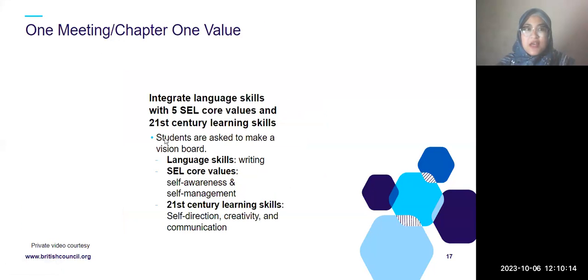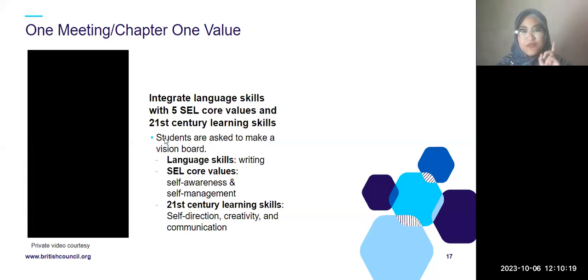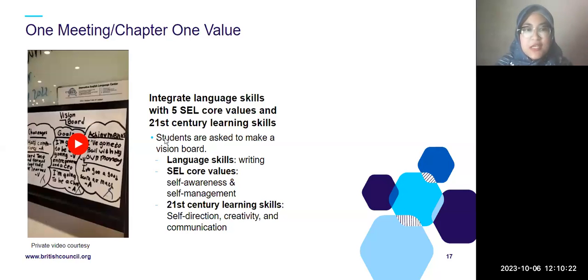The next is one meeting, one chapter, one value. If you have a certain teaching material, let's say one meeting, one chapter, one value. For example, here I have a vision board. The value is to achieve your dreams. So I want my students to learn how to achieve their dreams, which in 21st century learner skills is self-direction. I want to put in creativity and communication more.